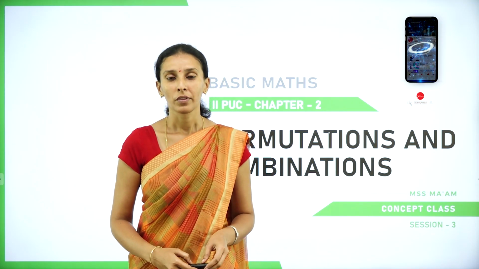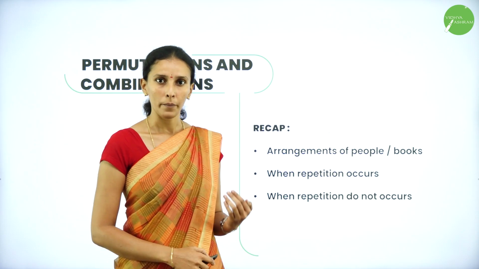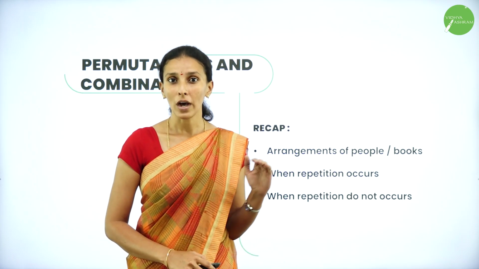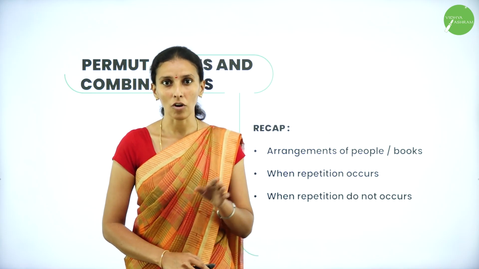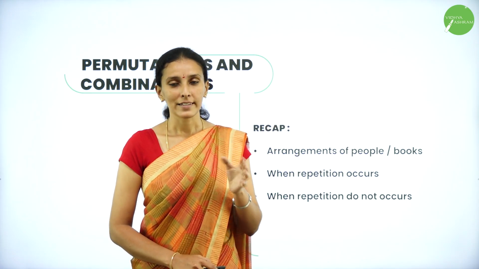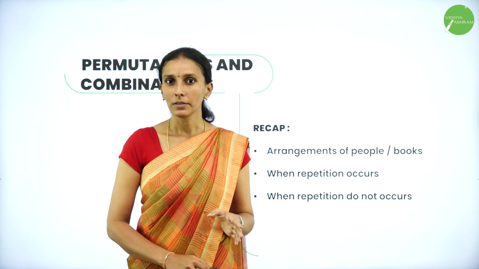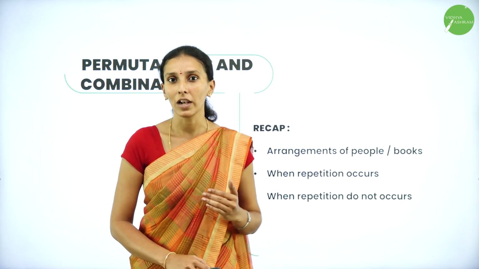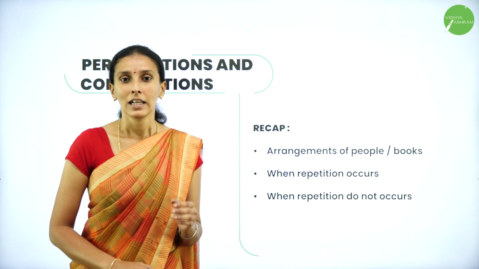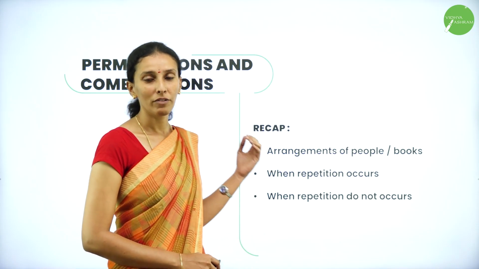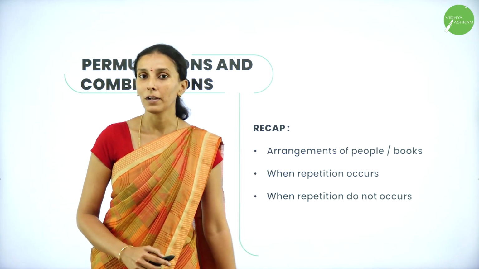Let us recall what we have learned in session 2. Permutations and combinations is based on arrangements, as I said. In our previous session, we learned how to arrange different people and books in different orders, how the arrangement changes when the order changes, when all the same books occur together, or when men and women sit together, when they sit alternately, and when all the men sit together and all the women sit together. These kinds of problems, from type 1 to type 4, were based on repetitions and non-repetitions. That is what we did in our previous sessions: arrangement of people and books.